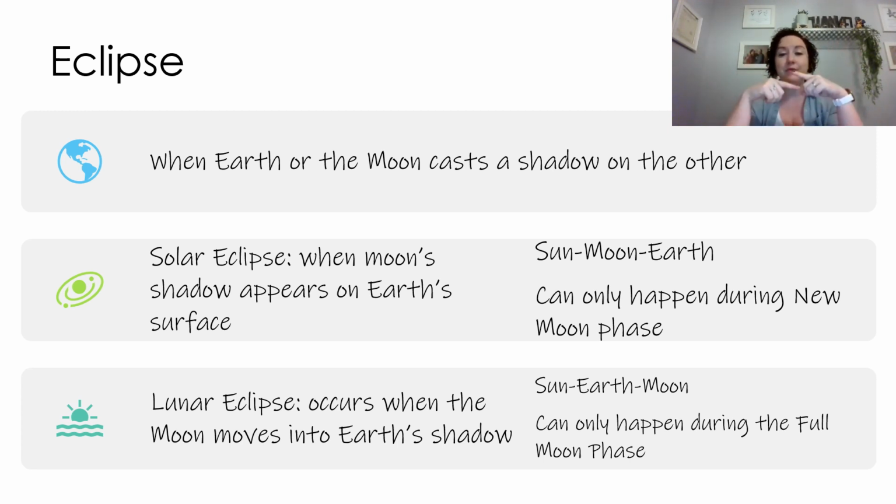Now, a lunar eclipse occurs when the moon moves into the Earth's shadow. So then the order is sun, Earth, moon. This then can only happen during a full moon phase. So again, because of how we know our lunar phases have to occur in order for the correct side to be illuminated, it has to be sun, Earth, moon in order for the moon to be fully illuminated so that we can see it. FYI, there is a full moon tonight.